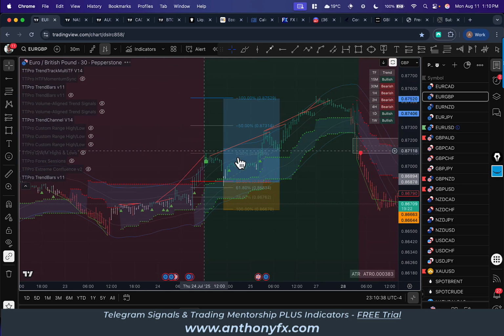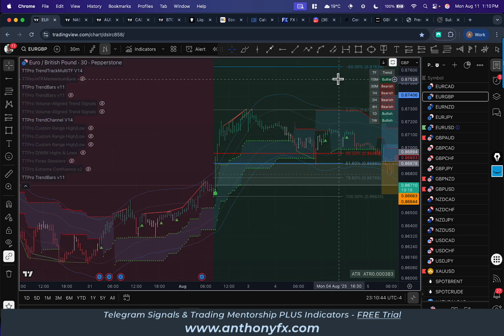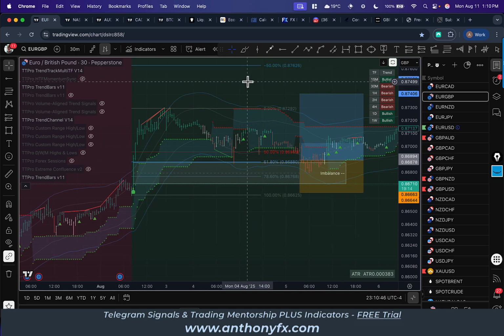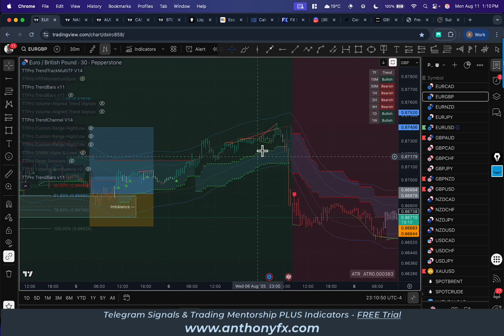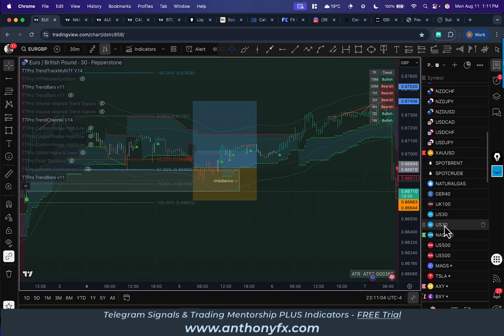I mean, if you get a 3R, you only need to win 1 out of 3. You could lose, make one win with a 3R target, and you've got a buffer. You could lose 3 trades, then you're back to square one, back to break even. I don't know, let's try gold.